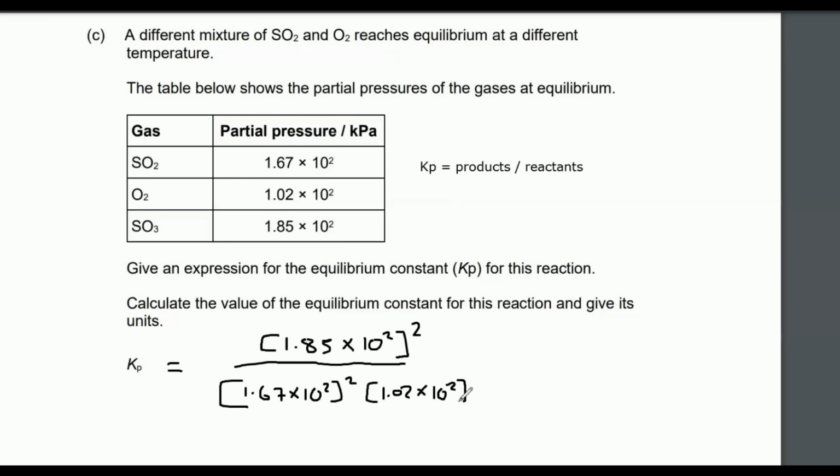Now, if you write the Kp expression and you forget that you're not supposed to use square brackets, you're supposed to curve the brackets like this.